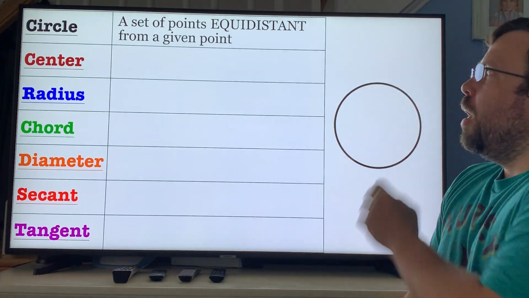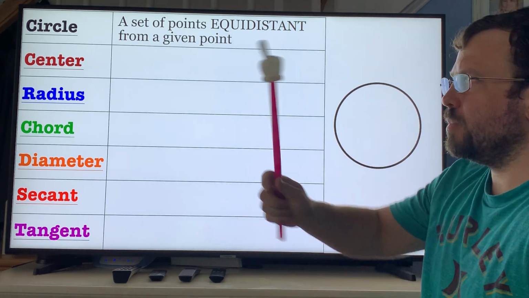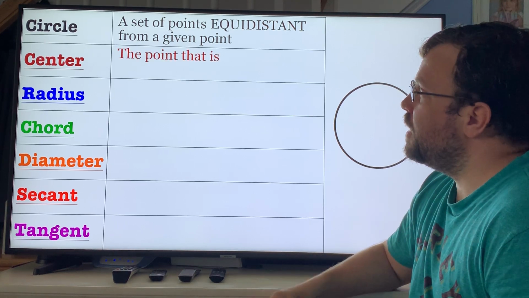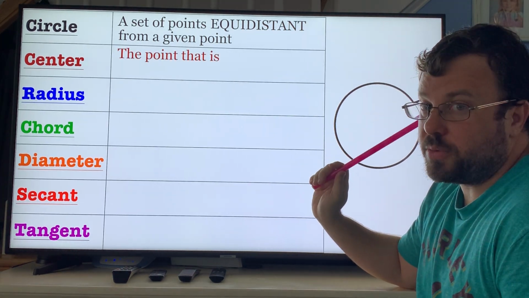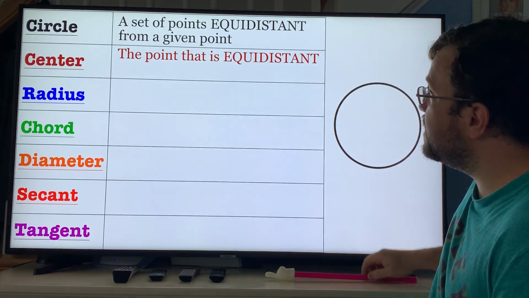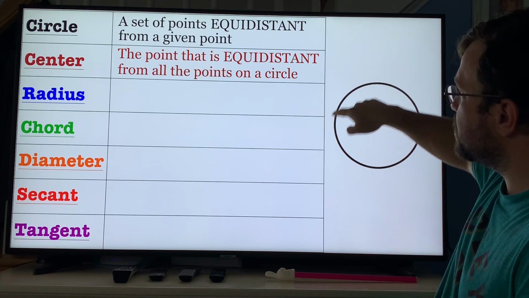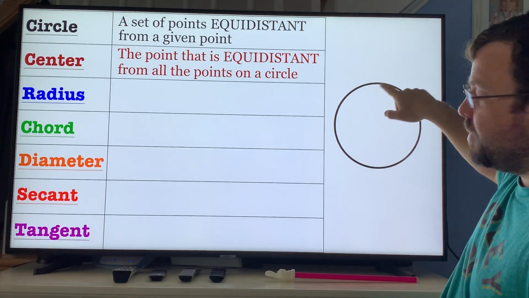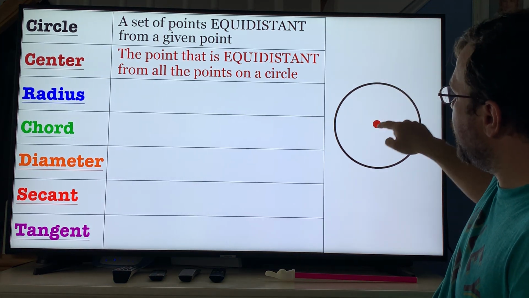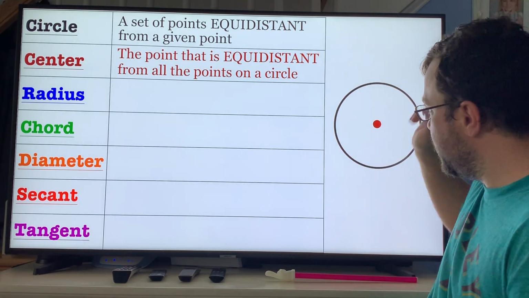These are the parts of a circle. So first off, what do you think the center is? If you said it's a point, and that it's the point that's equidistant from all the points on a circle, that is indeed correct. If these are all the points on the circle, the center is the point that is the same distance from all of them. So any direction I go out, it's the same exact distance from this center point.